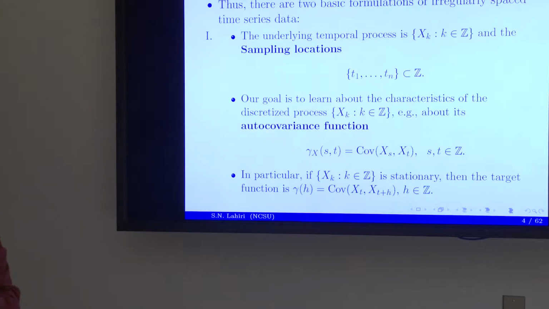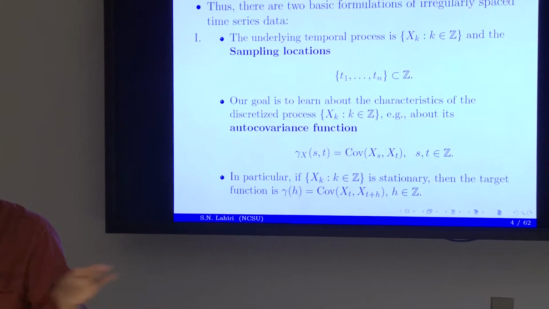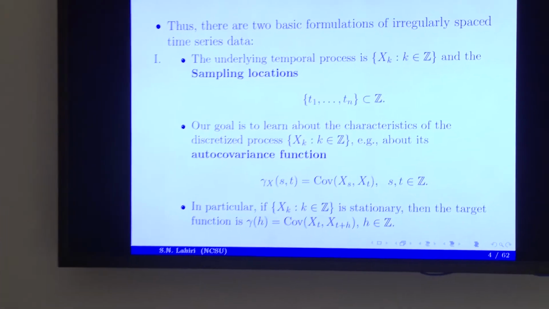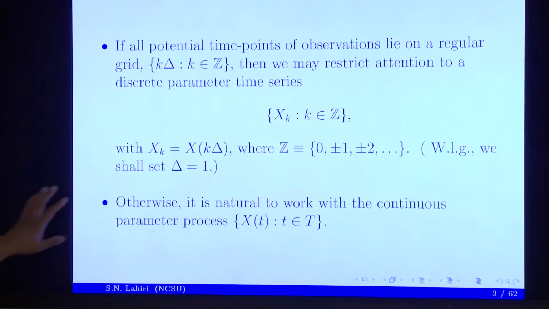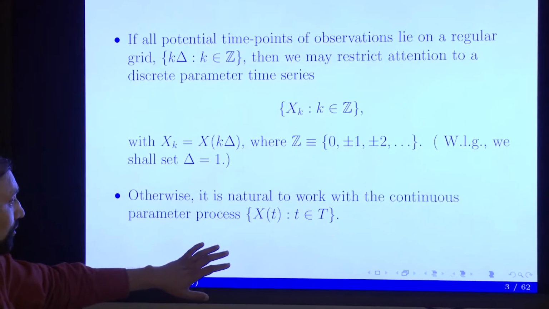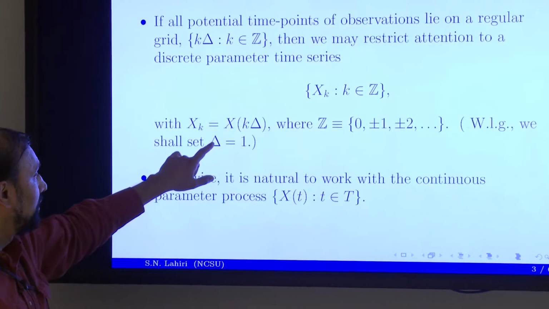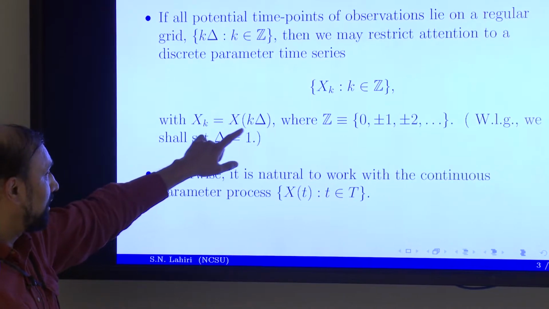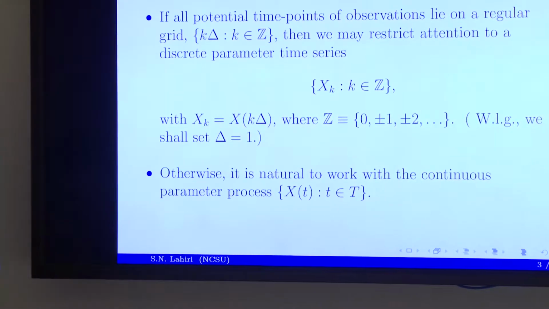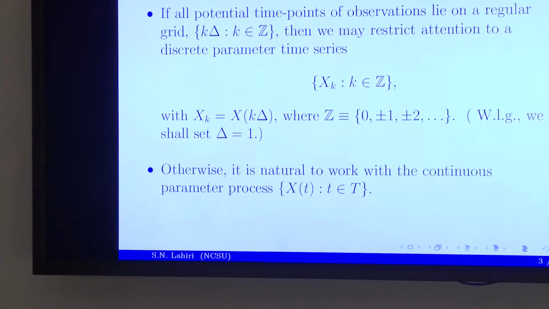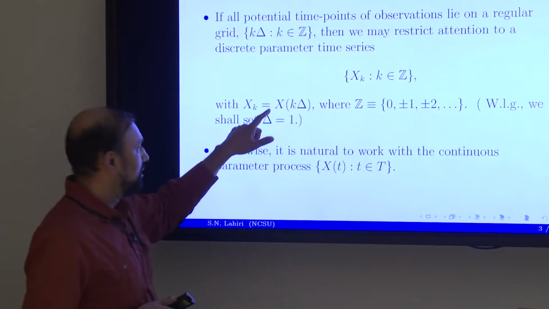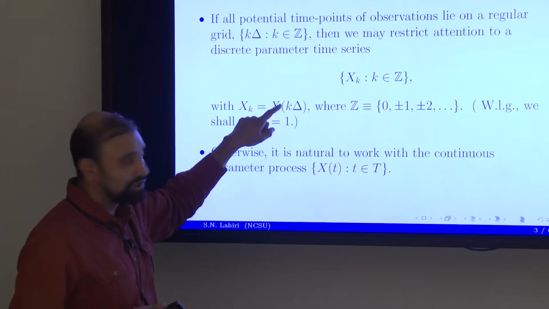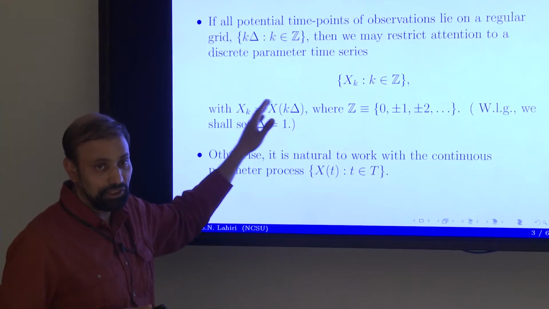And why do I care to separate these two cases? The reason will become clear in a moment. But before I go to the next slide, if we have a representation like this, we'll suppose that we have chosen the unit of time in such a way that delta is equal to 1. So x of k would be just that continuous process at time point k, where k is an integer.